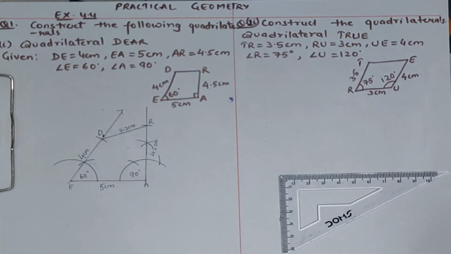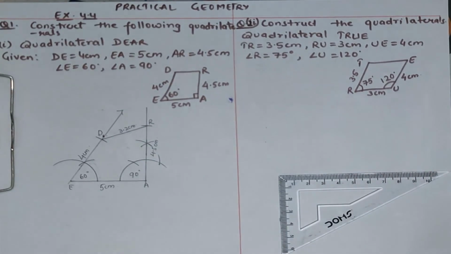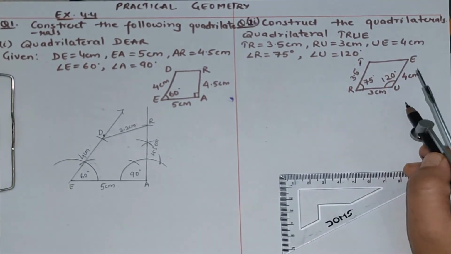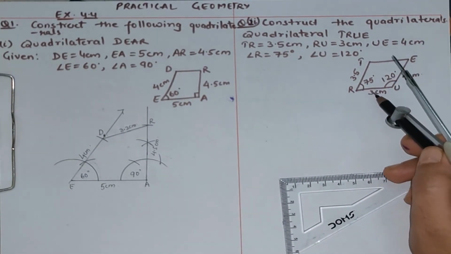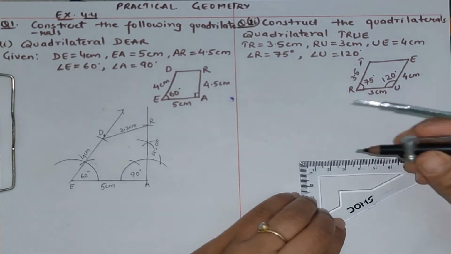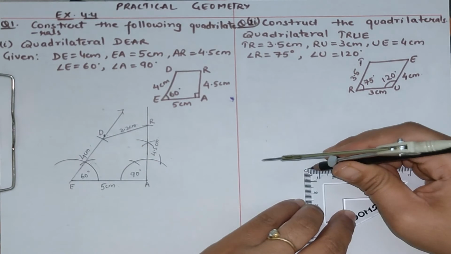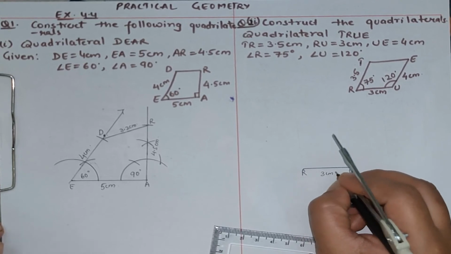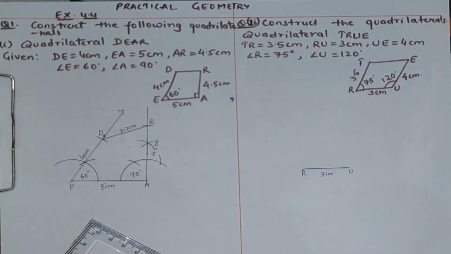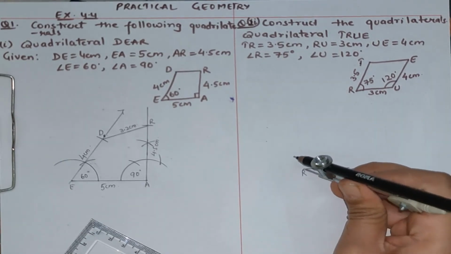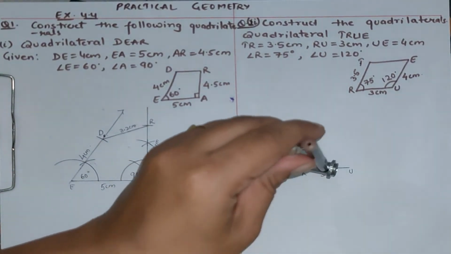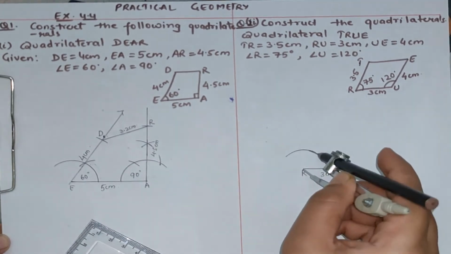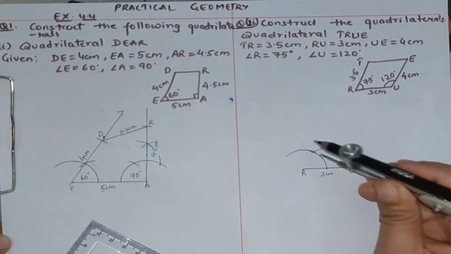Construct the quadrilateral TRUE, where I have taken RU as the base side because the measurement of RU is given, angle R is given, and angle U is given. So here I am with my 3 measurements. Take RU as your base line segment, RU 3 centimeters. Then angle R is 75 degrees. You need to construct it. Put your pointer on the point R, take any arc, draw an arc like this, and start constructing 75 degrees.